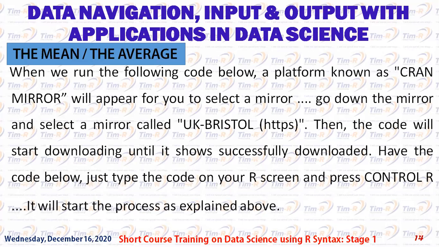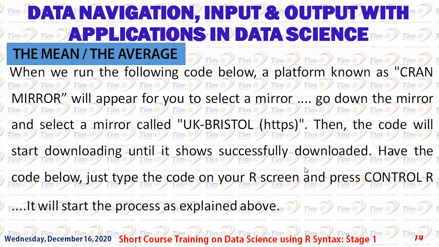So now we quickly want to run the code. By the time you run this code, please listen very well. A platform known as CRAN Mirror will appear for you. You go down within that CRAN Mirror and select the mirror called UK Bristol, because we assume UK Bristol is closer to Nigeria than other countries. The first things you see are Australia, Denmark, and so on, but the one I use is UK Bristol. Then the code will start downloading until it is successfully downloaded.